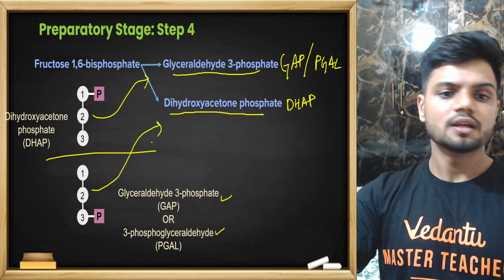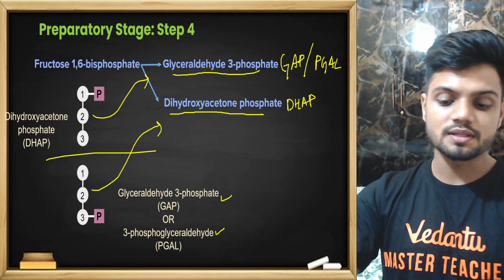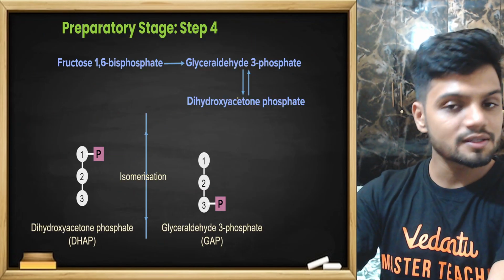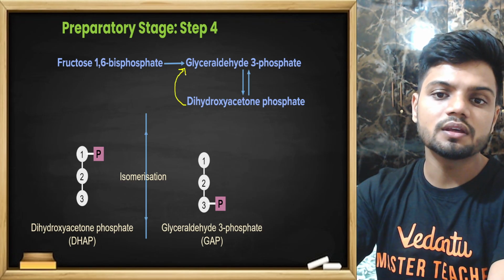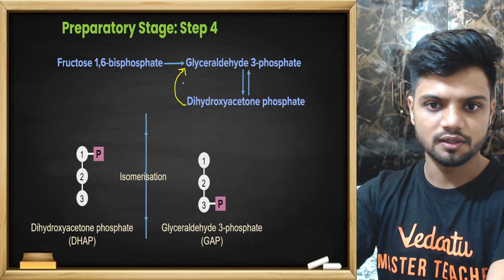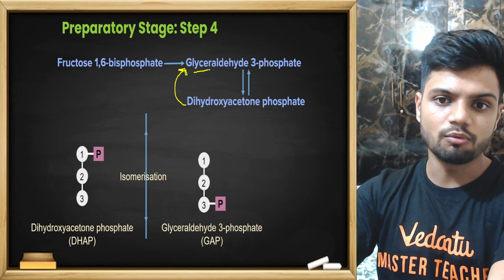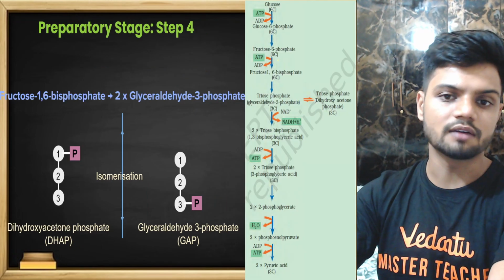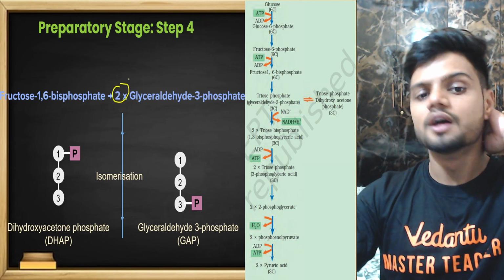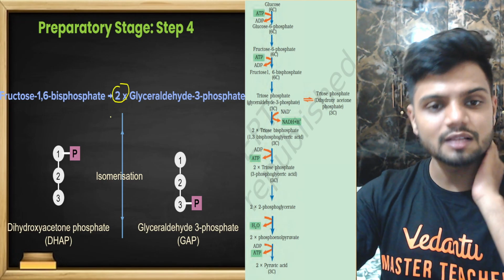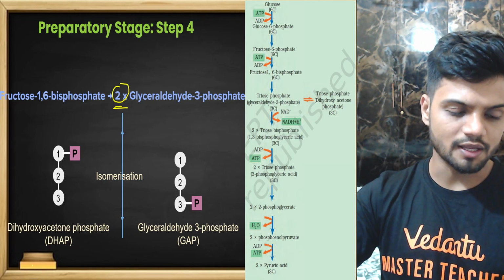Now, friends, understand that both of them are isomers. If both of them are isomers, can I interchange them? For convenience, I am interchanging DHAP into glyceraldehyde 3-phosphate. DHAP is converted to glyceraldehyde 3-phosphate. So right now we have glyceraldehyde 3-phosphate into 2. Why? Because one DHAP became glyceraldehyde 3-phosphate. So from this step onwards, every single place will be multiplied by 2.